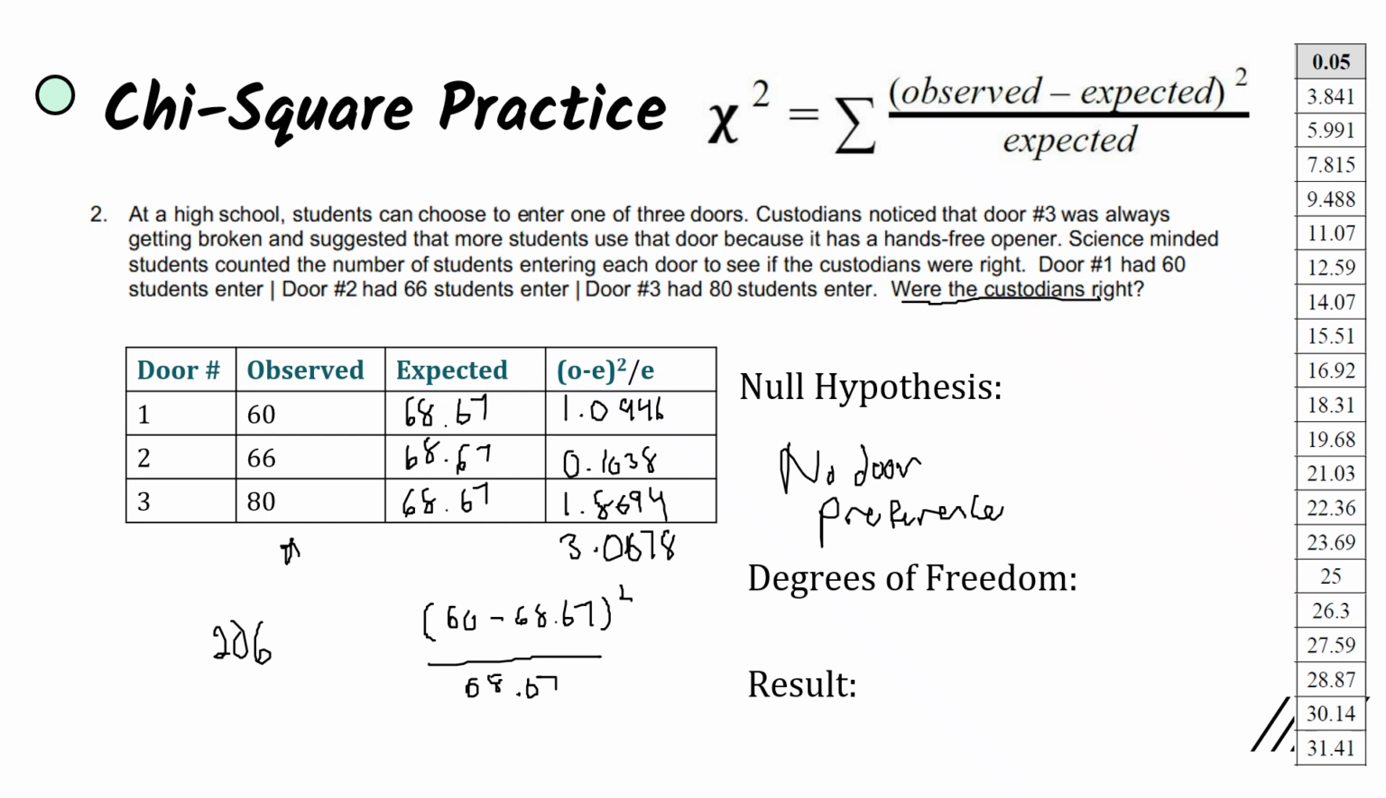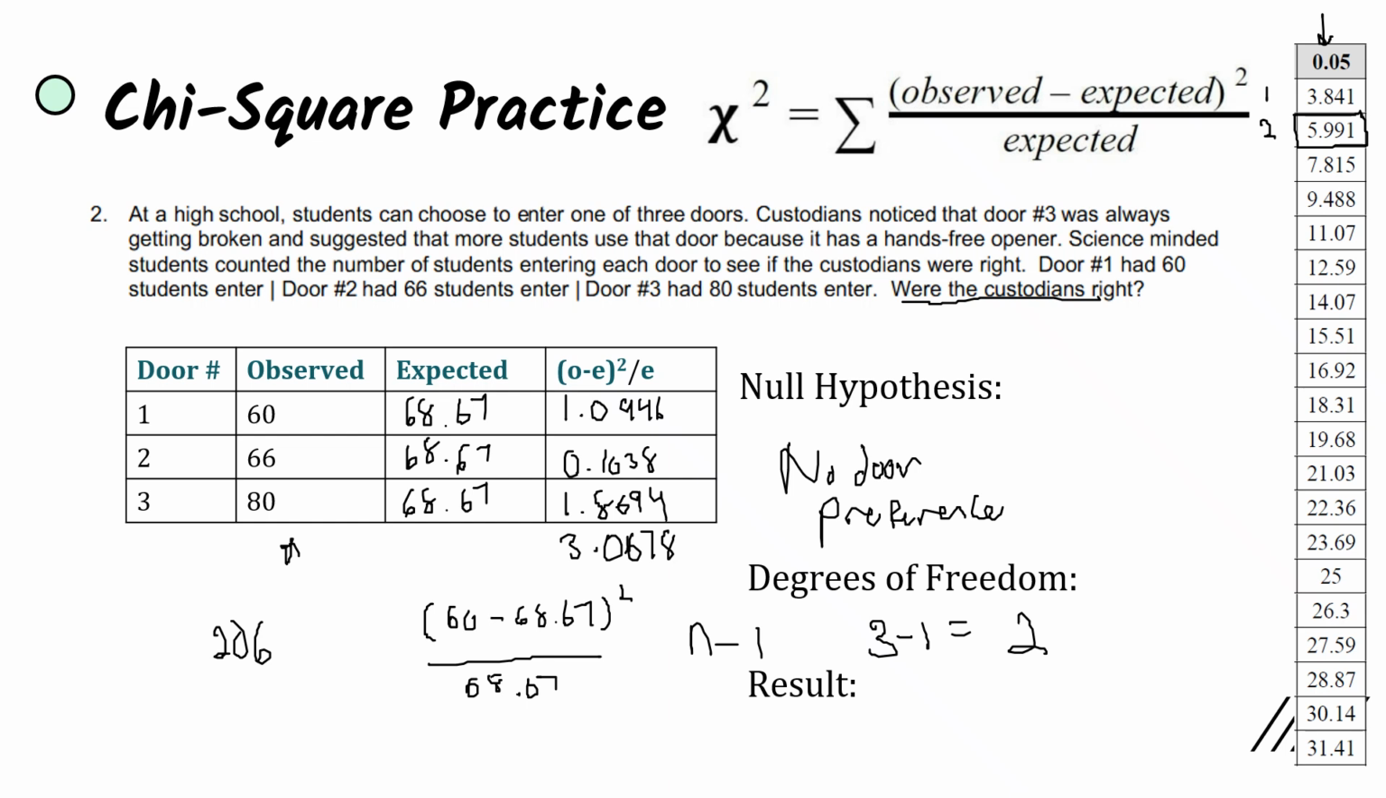Now let's think about degrees of freedom. There are 3 options that students can take. They can enter door number 1, door number 2, or door number 3. So our degrees of freedom is going to be n minus 1. 3 minus 1 is equal to 2 degrees of freedom. There we go. Now we just need to take a look at our chi-square chart, and we're at a level of significance of 0.05, and at 2 degrees of freedom, here's 1, here's 2, our critical value is 5.991.